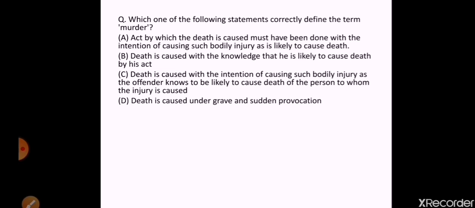Which of the following statements correctly defines the term murder? Let me read out the options for you all. A, the act by which the death is caused must have been done with the intention of causing such bodily injury as is likely to cause death. B, death is caused with the knowledge that he is likely to cause death by his act. C, death is caused with the intention of causing such bodily injury as the offender knows to be likely to cause death of a person to whom the injury is caused. D, death is caused under grave and sudden provocation.